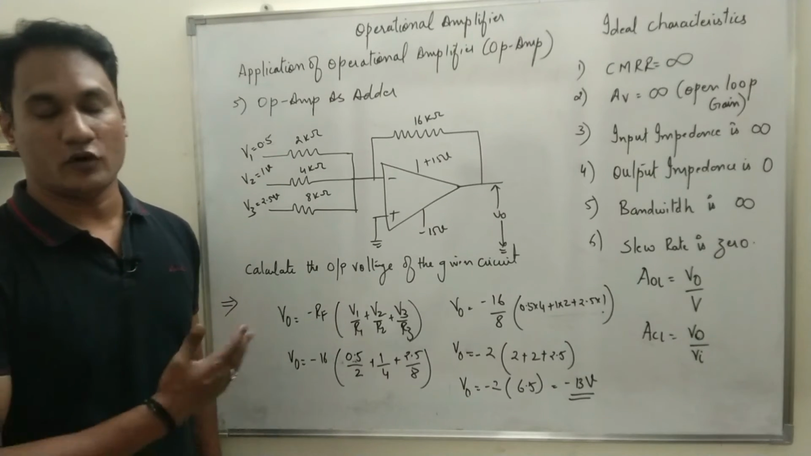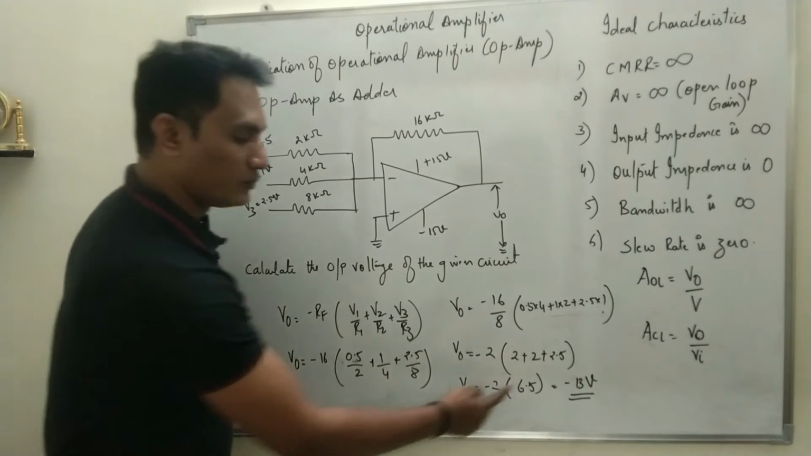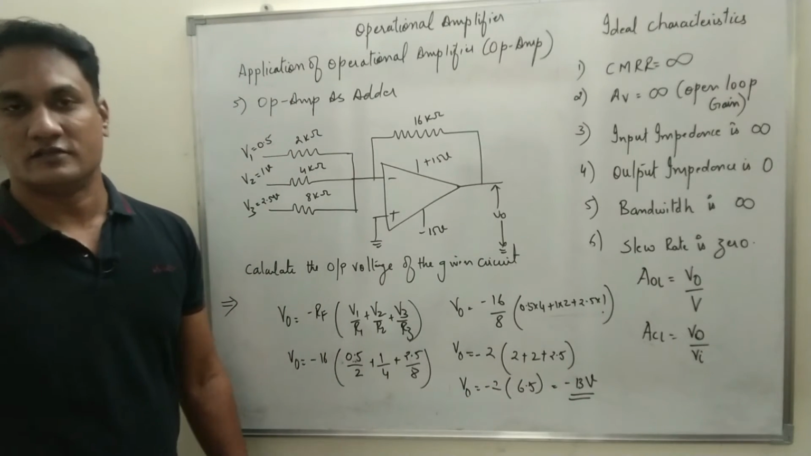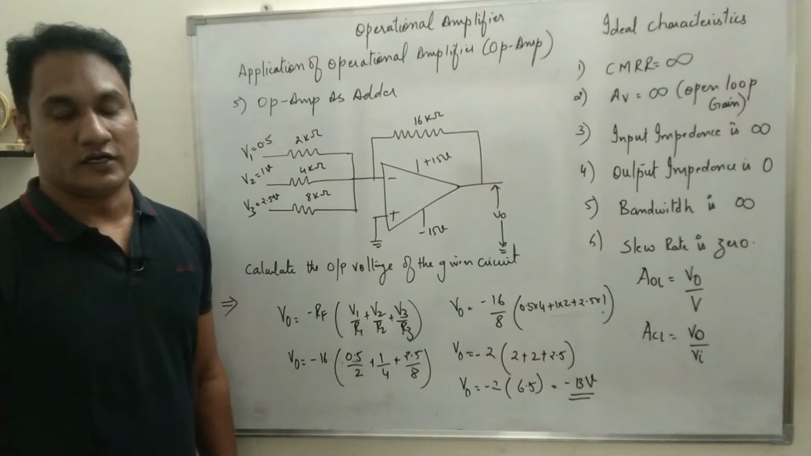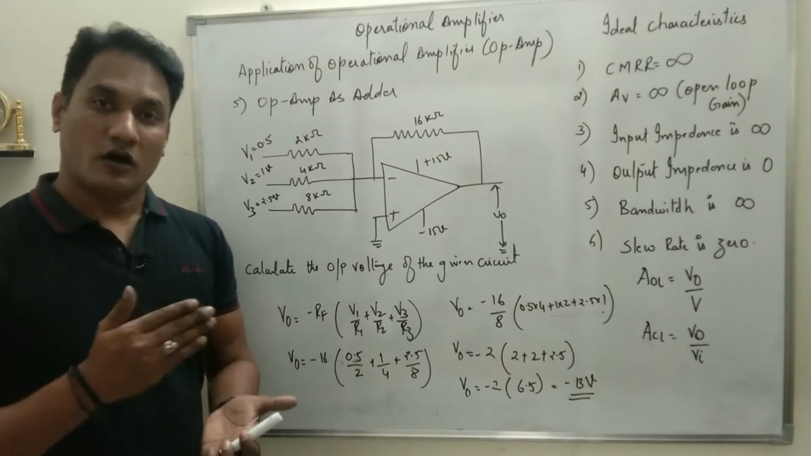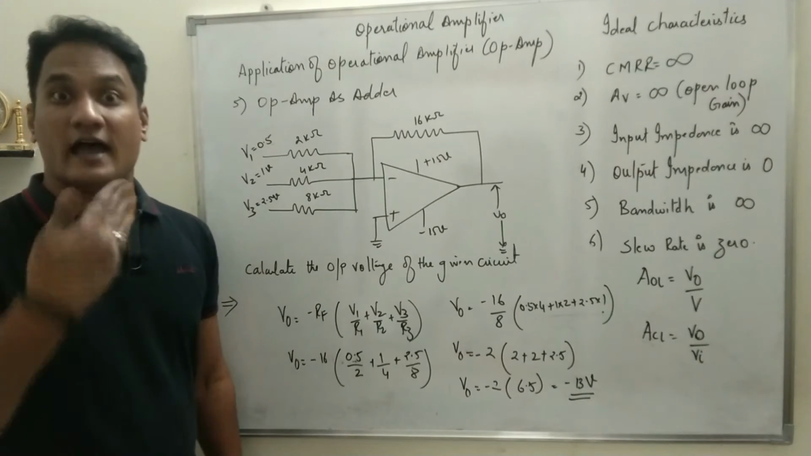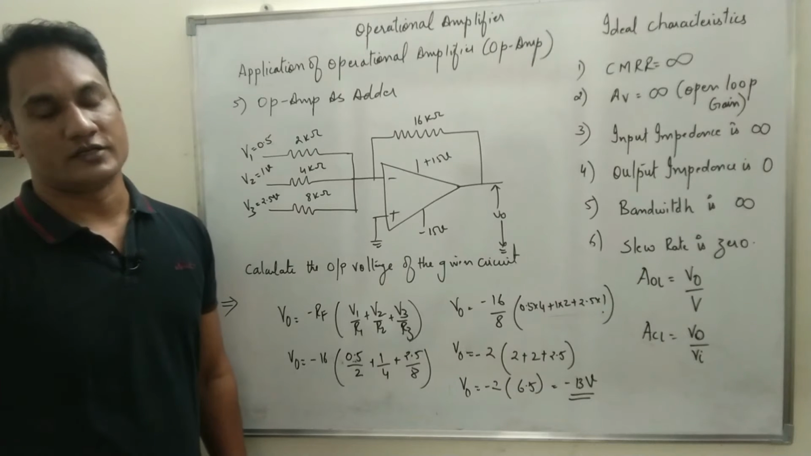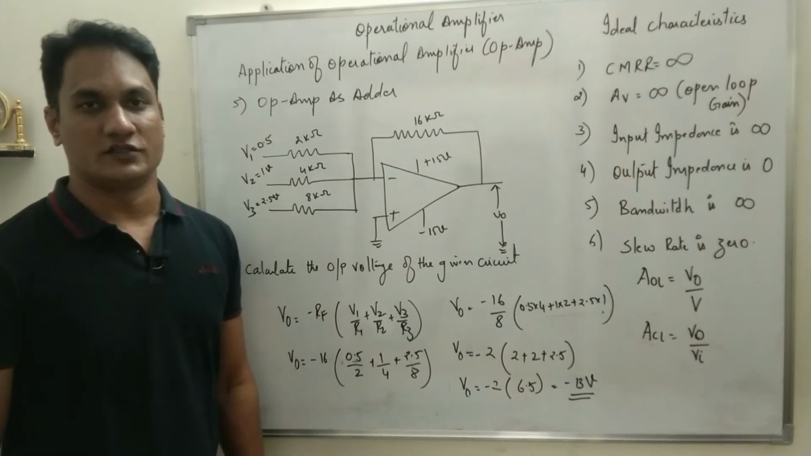If you keep all the values of resistance the same, the output voltage would be 6.5, which is the addition of all the 3 input voltages. So it can be used as an adder or it can be used as an adder amplifier. Okay, so both the operations can be performed. I hope you have understood.